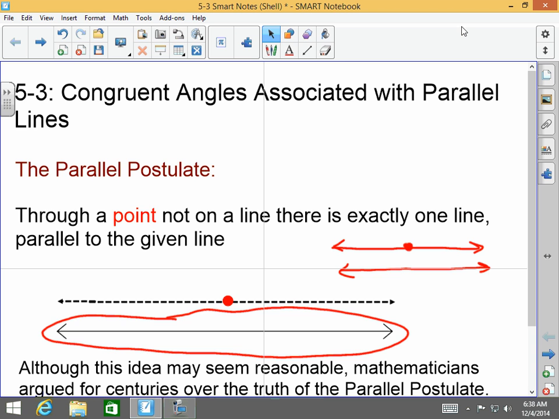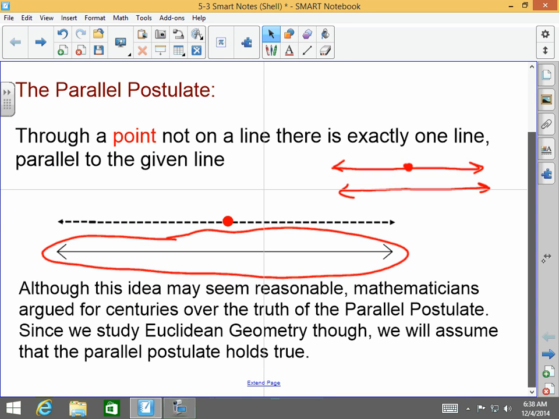Remember that. Although this idea may seem reasonable, believe it or not, mathematicians argued for centuries over the truth of the parallel postulate. But since we study Euclidean geometry, called Euclidean because Euclid was a Greek mathematician, and that's what we base geometry on, we will assume that the parallel postulate holds true.